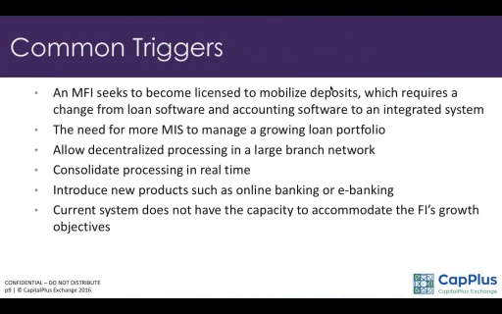New products, I think we discussed, like online banking, e-banking. We're talking about mobile banking. There are lots of things that come. There are new products and services that are there. Then also, the capacity of the system may not be enough to accommodate your financial institute's growth objectives. And a call has to be made when to change the system, whether we wait or whether we change it now. So these are some of the common triggers.